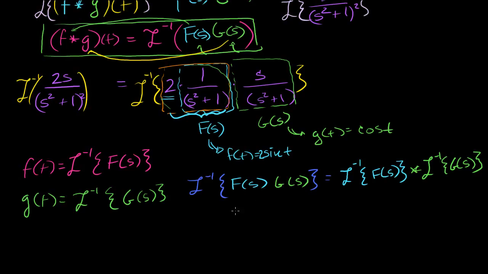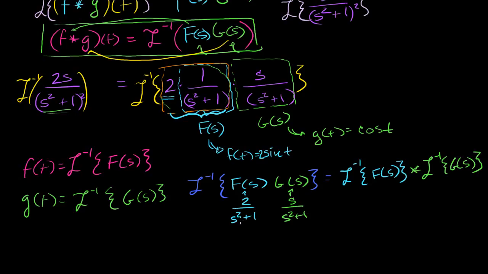This is f of s right here: 2 over s squared plus 1. That's f of s in our example. And the g of s was s over s squared plus 1. All I did to get that is break this up into two things that I recognize. If I multiply this together, I get back to my original thing that I was trying to take the inverse Laplace transform of.